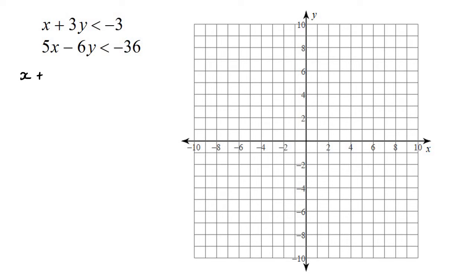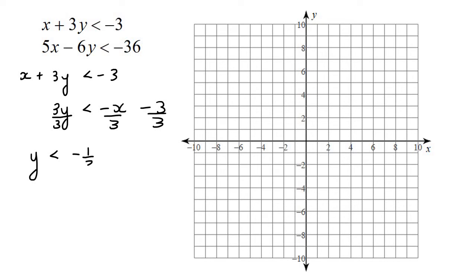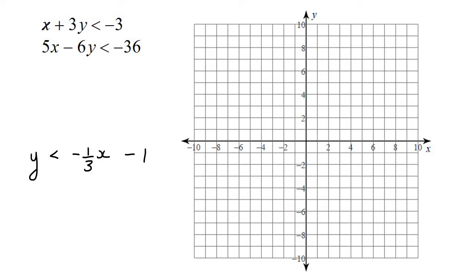So with the first one, I'm going to take the x to the other side, like that. Then I'm going to divide everything by 3 so that I can get the y completely by itself. So we're going to end up with y smaller than negative 1 over 3x, take away 1. Remember, there is a little 1 over there, and then 3 divided by 3 is 1. Okay, so there we've written that first one in slope-intercept form. So I'm actually going to cross out that one and rewrite it like that.